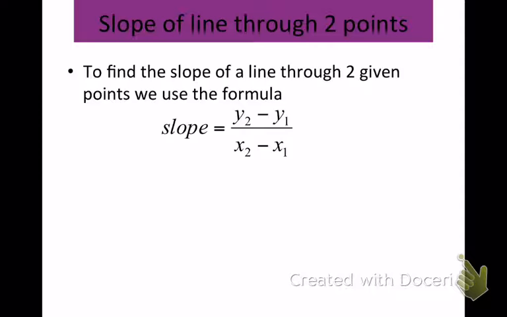You may be wondering, what do those little 1s and 2s mean? All the 1s and 2s in this equation mean is the first x and the first y and the second x and the second y. You have 2 different points, so we have to be able to distinguish them. When you subtract them, you have to do it in the same order.